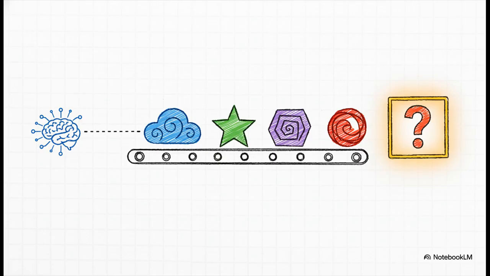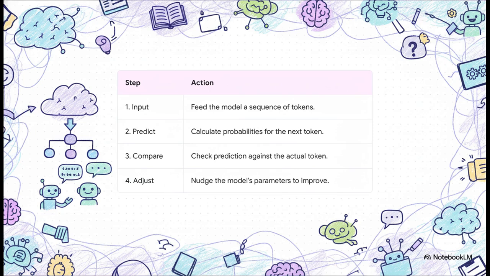The AI is given a sequence of tokens, and it's asked over and over and over again to do just one thing. Predict the very next token in that sequence. That's it. This all happens in a continuous loop that just runs and runs. The model gets some text, it predicts what token should come next, and it calculates a probability for every single one of the 100,000 possibilities.